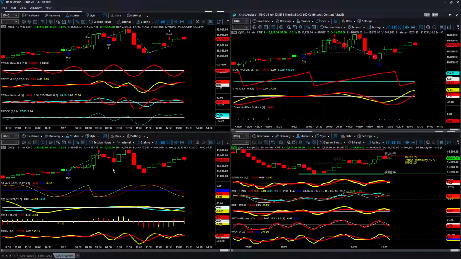So I'm going to be going over performance on these strategies as of now, so you can see exactly how they perform and kind of explain to you how the setup works, so you guys can get a little bit more color. All right, so let's begin with this one right here.